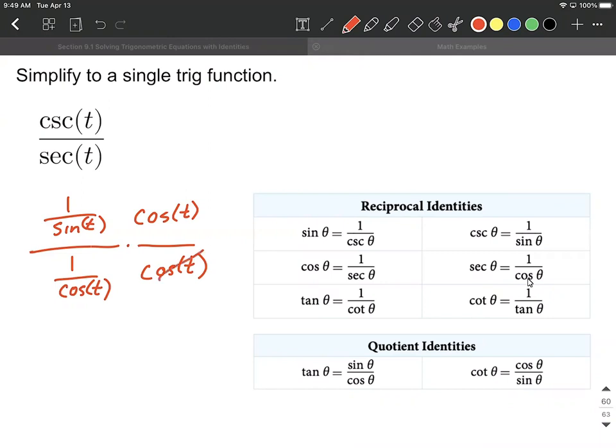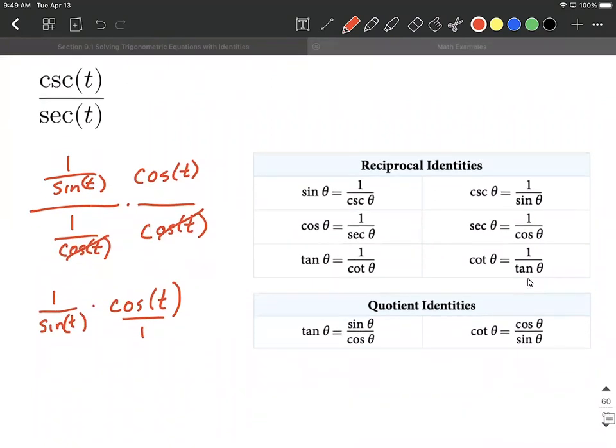In the denominator, though, we're going to be able to cancel out these cosines. So we're left with 1 divided by sine of t multiplied by a cosine of t. To combine these together, we'll visualize this as being over 1. We can multiply numerators together and multiply denominators together. So we have cosine of t divided by sine of t.